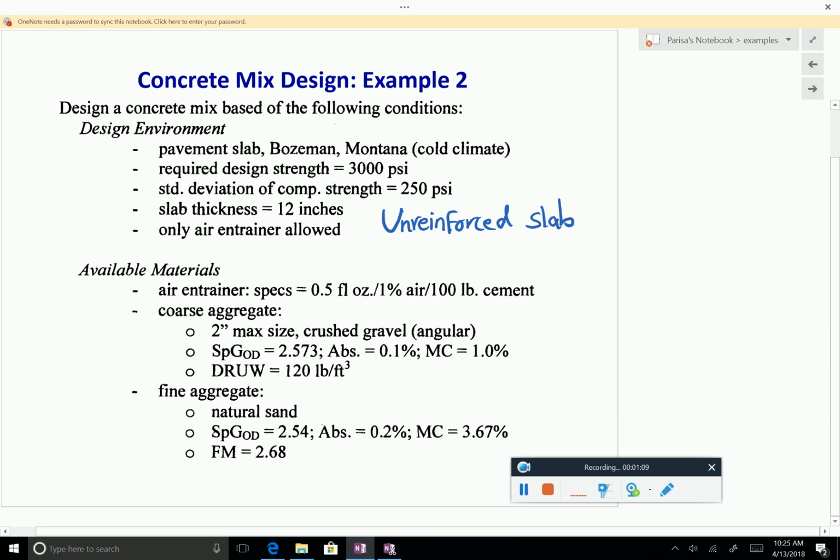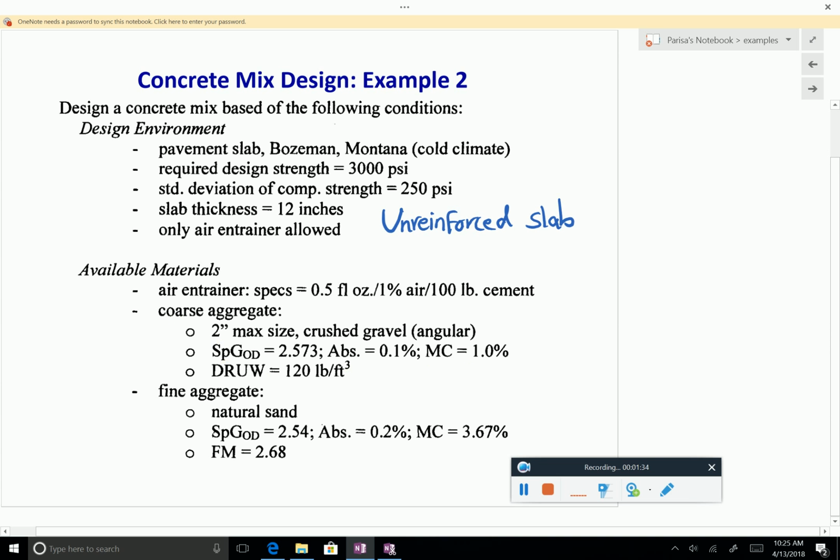And then there is some information about air entrainer, that what the specs suggest to use 1% air per 100 pounds cement, and then how much that amounts to the air entraining agent. You should think about it really like a dish liquid. It's really like that. You just add a certain amount to get certain amount of air.